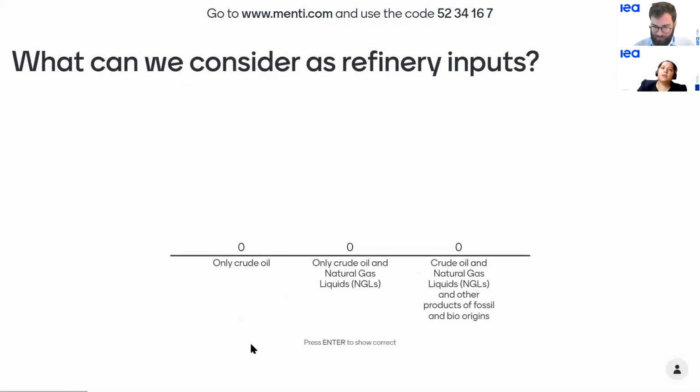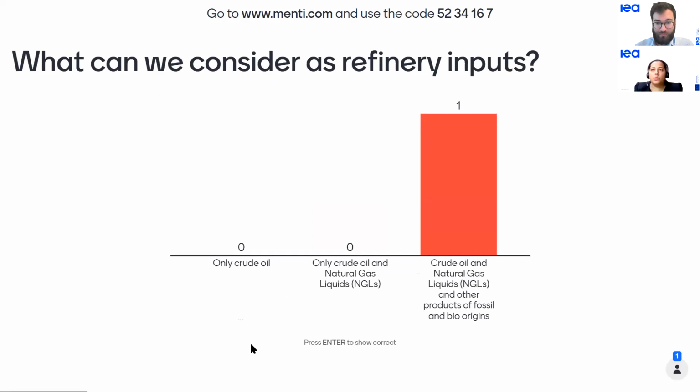Next question. What can we consider as refinery inputs? Is it only crude oil, or crude oil and natural gas liquids? Or is it crude oil, natural gas liquids, and other products of fossil and bio origins? So what do we consider as refinery inputs? What can you put in a refinery to produce oil products?